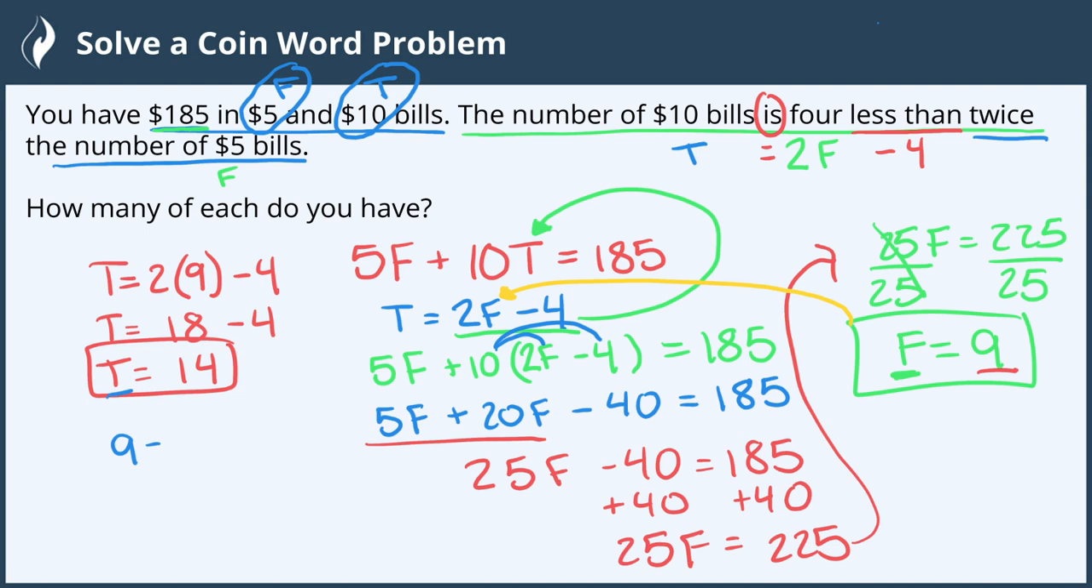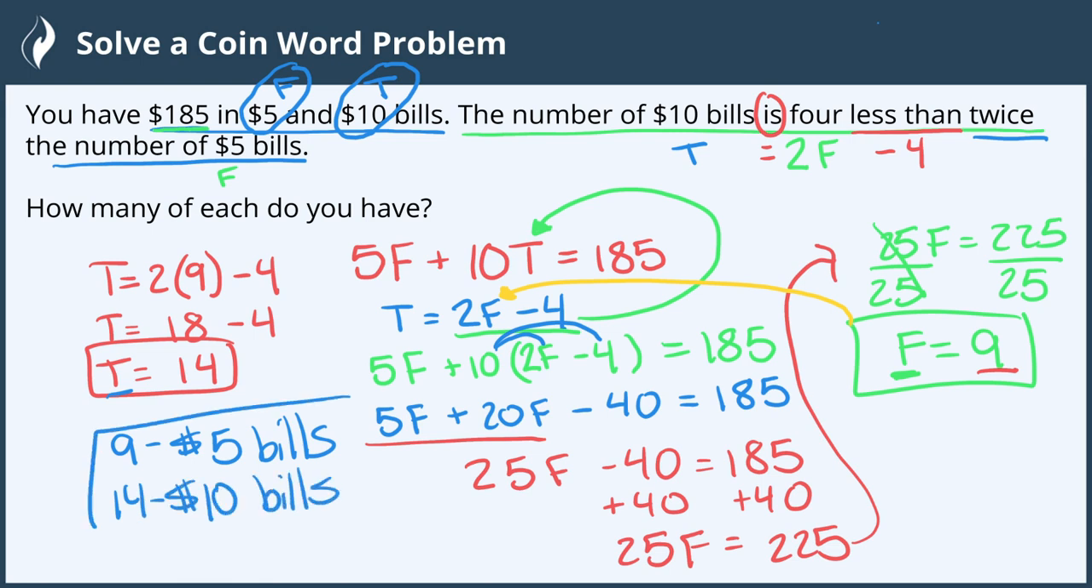So we have 9 $5 bills and 14 $10 bills. And now we're all done.